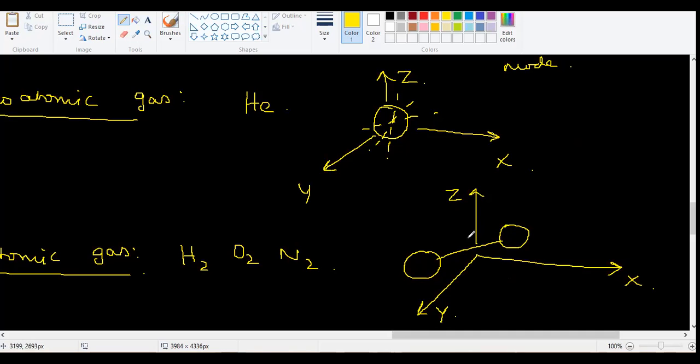At the same time, it can rotate about the x-axis like this. It can rotate about the z-axis also.